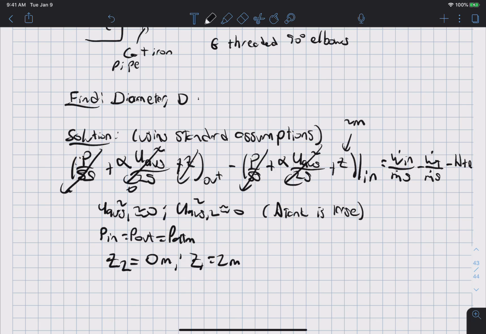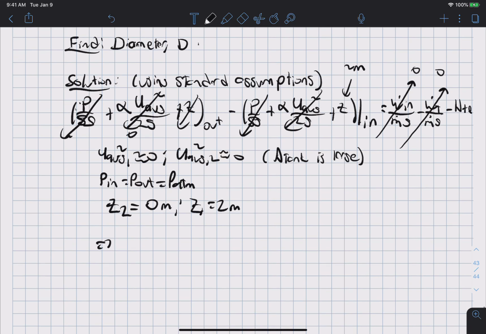And we don't have any pumping work in, and we don't have any turbine work out. So what we are left with is, this implies that minus Z in equals minus the total head loss, or Z1 equals the total head loss, H_LT. Okay, so this is our energy equation here. Now we know Z1, which again is 2 meters.